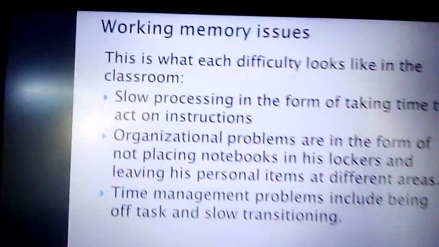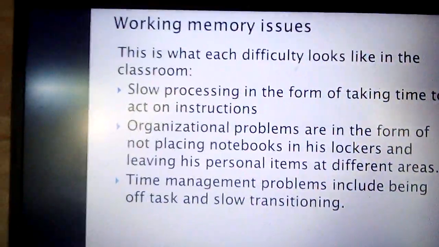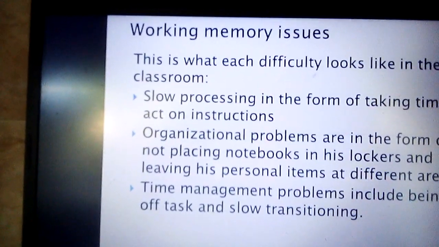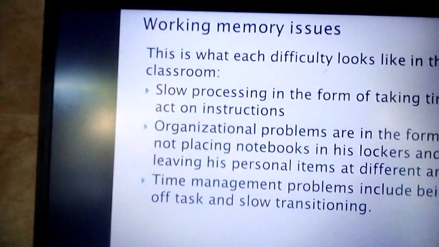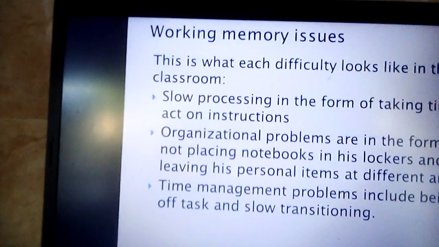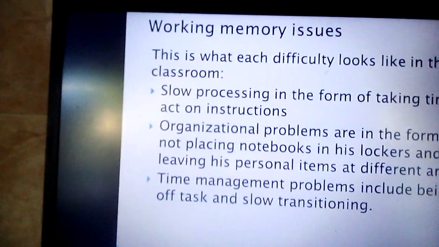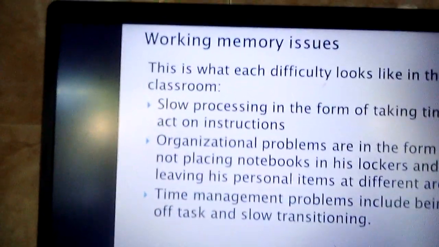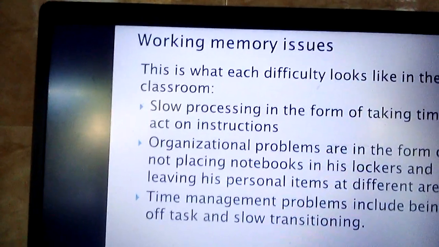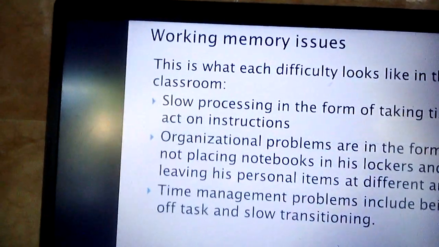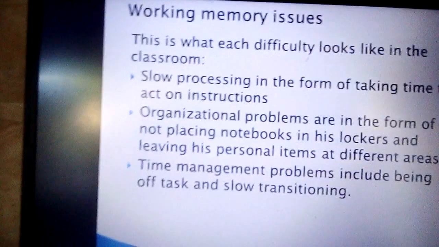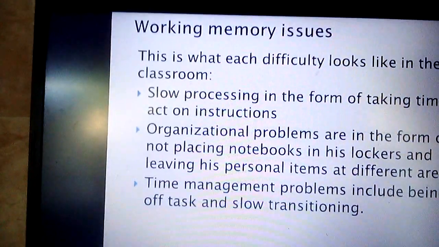Now, working memory issues of DV are slow processing in the form of taking time to act on instructions. Organization problems are in the form of not placing notebooks in lockers or leaving his personal items at different areas. The last is time management problems, which include being off task and slow transitioning. And this is how each difficulty looks like in the class.